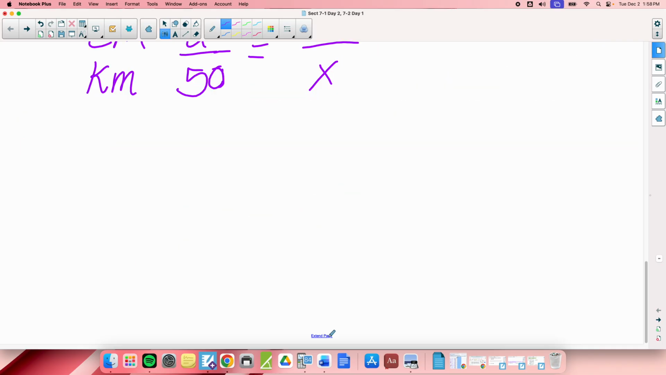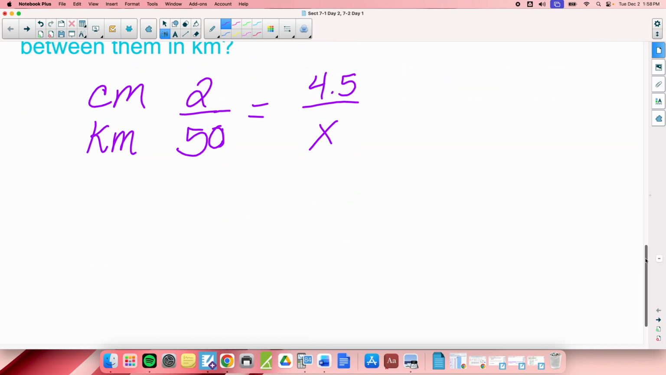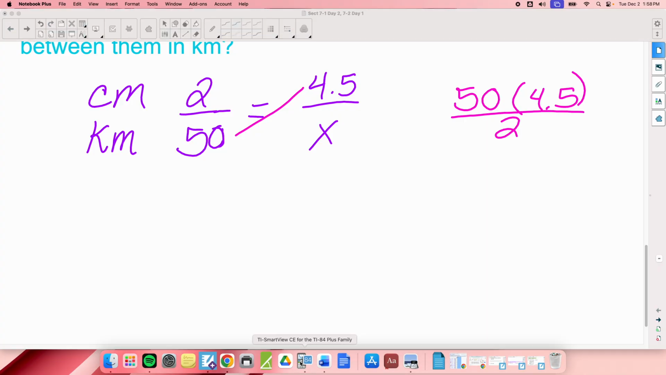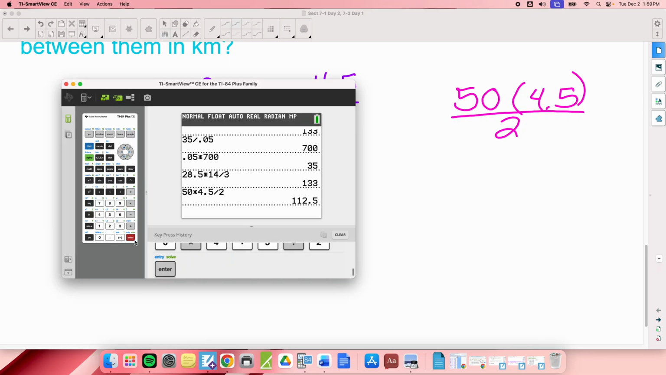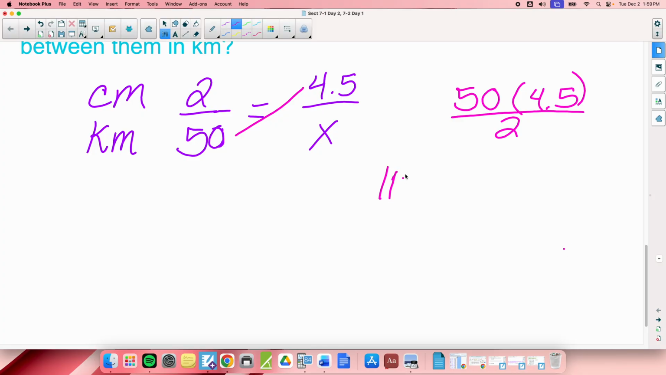Now what we would do is cross multiply again. So we would multiply these first. So I'd go 50 times 4.5 divided by 2. So when I go to do that, 50 times 4.5 divided by 2 is 112.5, and that is in kilometers. Notice kilometers is on the bottom, and that's where our x was.